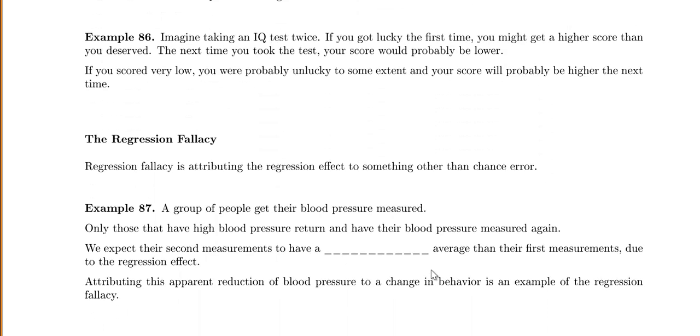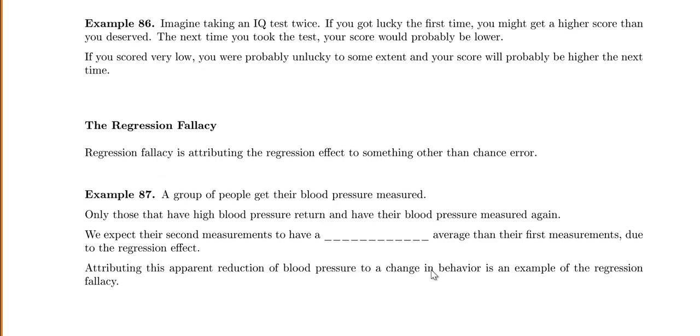So one thing to keep in mind is the regression fallacy. The regression fallacy is when you attribute the regression effect to something other than chance error. One example is that you could have a group of people that get their blood pressure measured, and only those people that have high blood pressure have to come back to get it measured again. And so we would expect, just naturally, their second measurements to have a lower average than their first measurements, just due to the regression effect, just because they were probably slightly unlucky the first time.